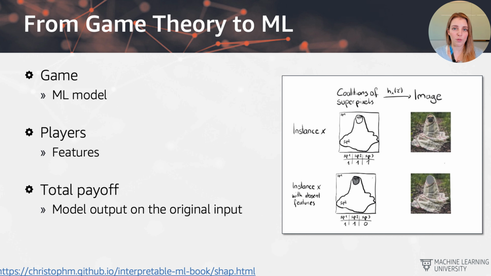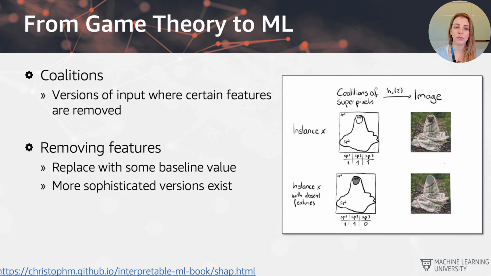So moving now from players to machine learning, well, the game that we're playing is going to be the model itself. The players, well, those are going to be our features. And the idea is to build the best performing model, obviously. And now with the context of explanations, what we want to find out is how much different features are contributing to a certain prediction that the model makes. So the total payoff now is the model output on the original input.